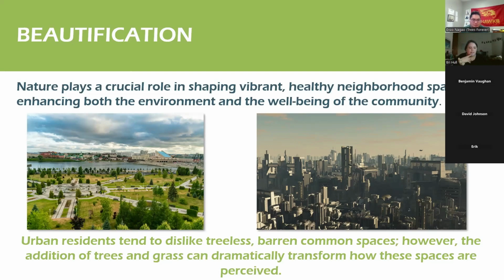Urban residents tend to dislike treeless, barren common spaces. However, the addition of trees and grass can dramatically transform how these spaces are perceived. I mean, looking at just these two photos, you can tell the difference in how you feel about those things. But like I said, when you drive through one of those new neighborhood developments that have not got any vegetation or landscaping whatsoever, it feels very different from those older neighborhoods where it has a very robust tree canopy that covers the entire street.